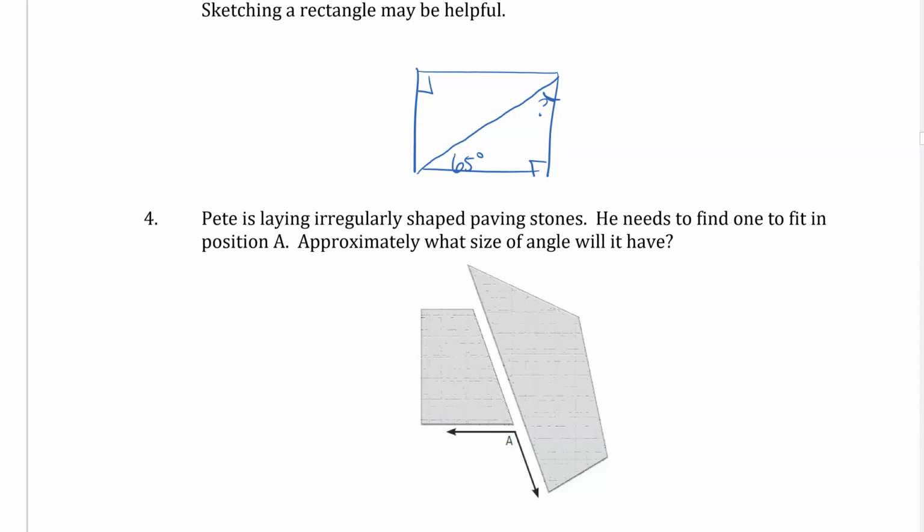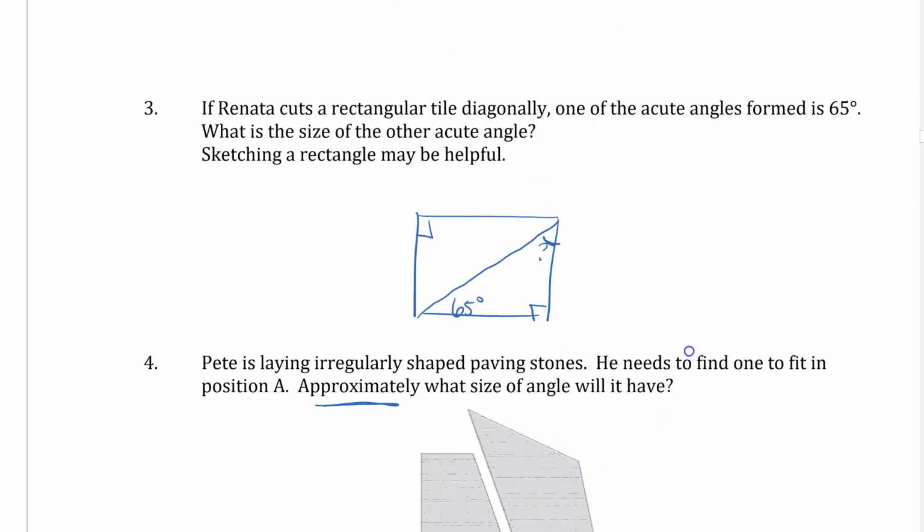Number 4, Pete is laying irregularly shaped paving stones. He needs to find one to fit in position A, approximately. So in other words, I want you to estimate using reference again. Let's see what else. Oh, and that's it, and then you'll be ready for the mastery check.